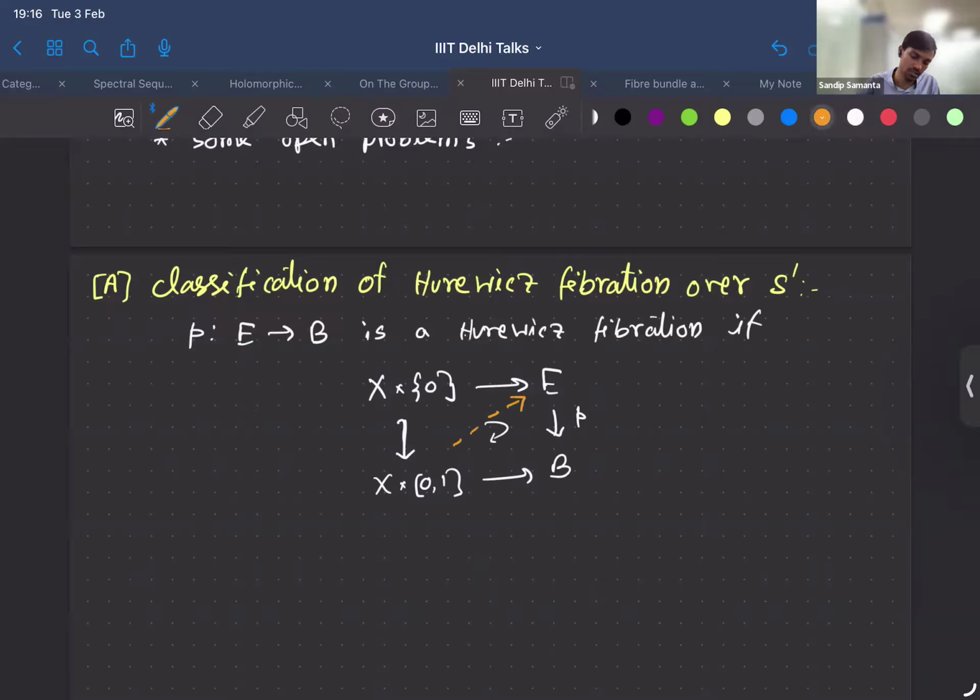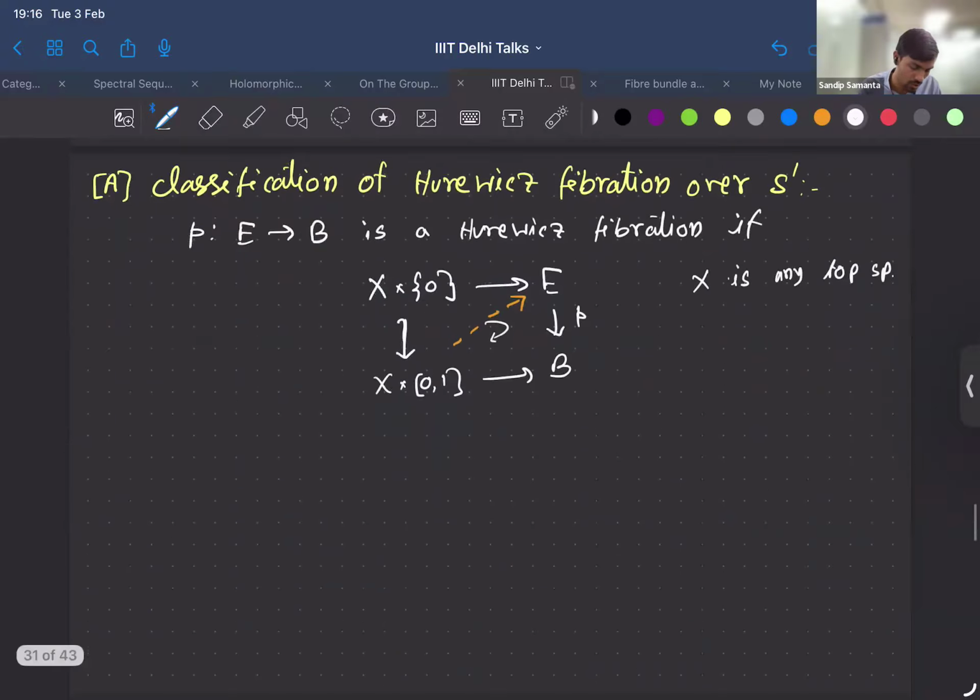If there exists this lift, then we'll call this E to B a Hurewicz fibration. There is also the Serre fibration, in that case, instead of any space X, we restrict to only CW complexes. So for Hurewicz fibration, X is any topological space. Okay, so that's called Hurewicz fibration.